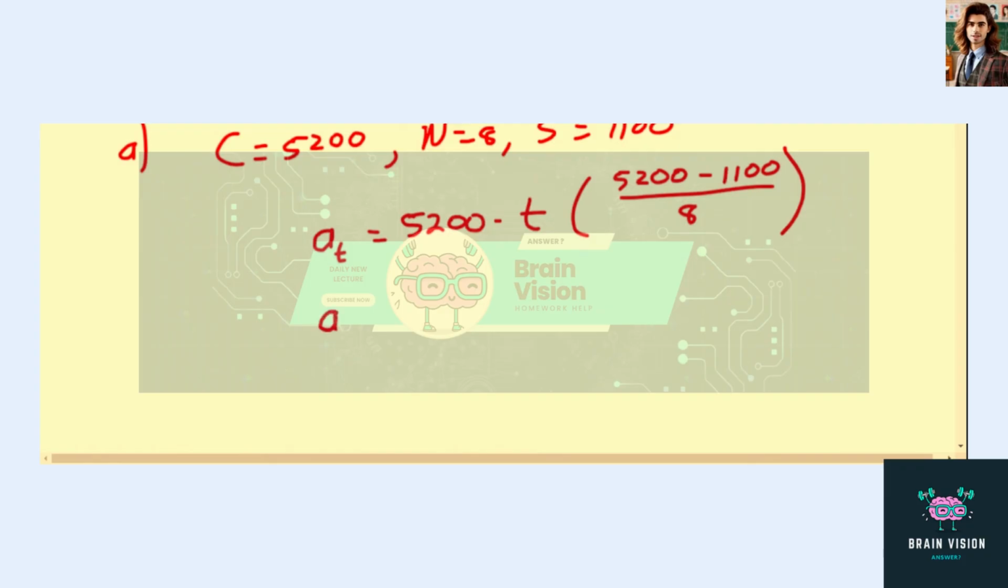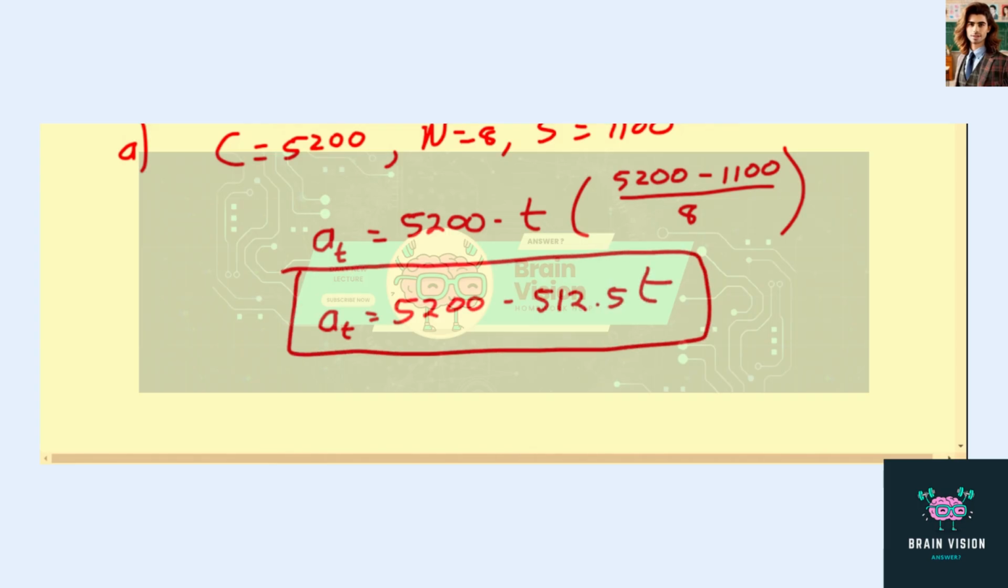So in this case, we would have A sub T equal to 5,200 minus T times, well, 5,200 minus 1,100 is equal to 4,100. And if we divide that by 8, we would be left with 512.5. So the way I'll actually write this is minus 512.5 T. So this formula can help us find the value after so many years.